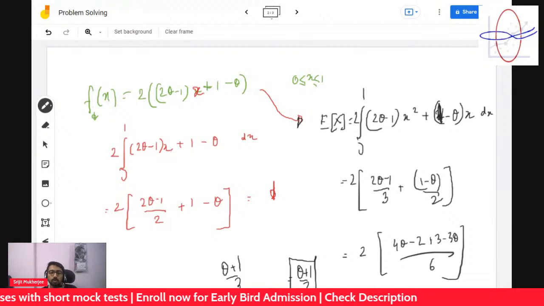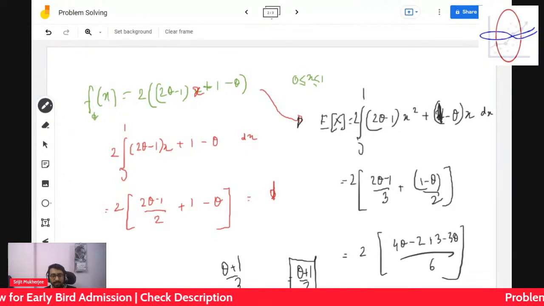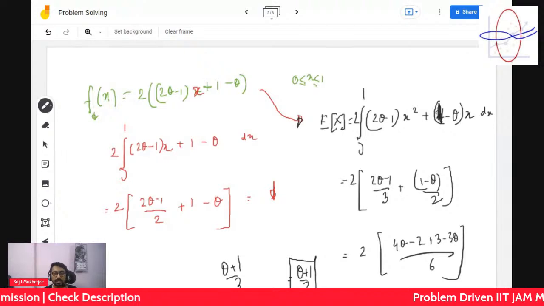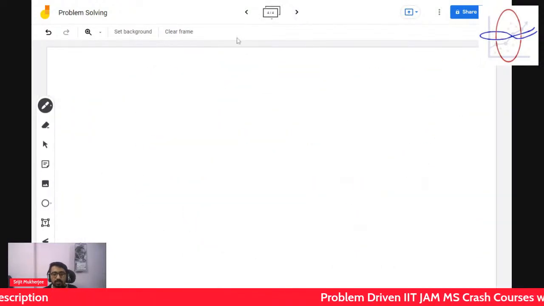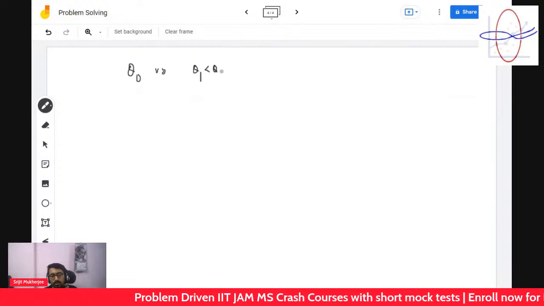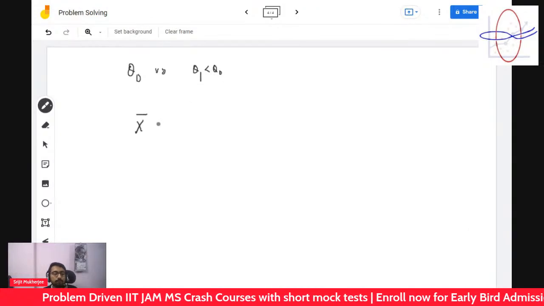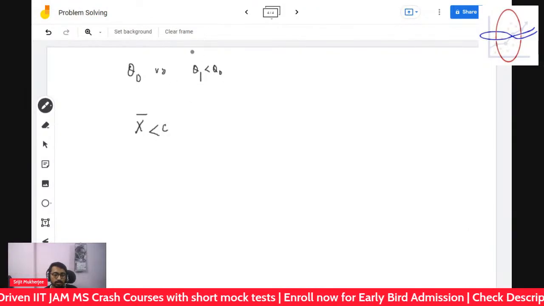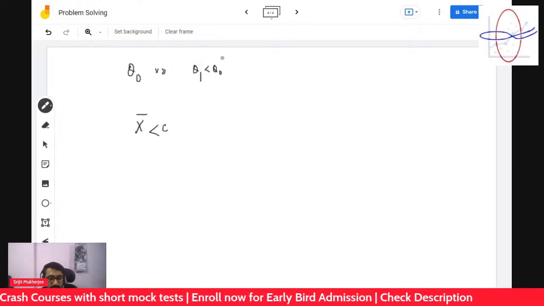That actually is what happened to normal, right? It was the normal theta comma 1. We reject if the sample mean was like this, theta naught versus theta 1, which is less than theta naught. Then what we do, we reject if the sample mean is less than a certain value, right? That's the basic idea.